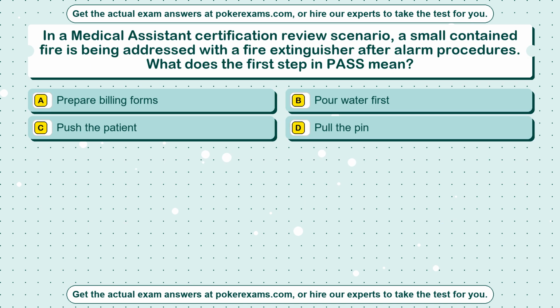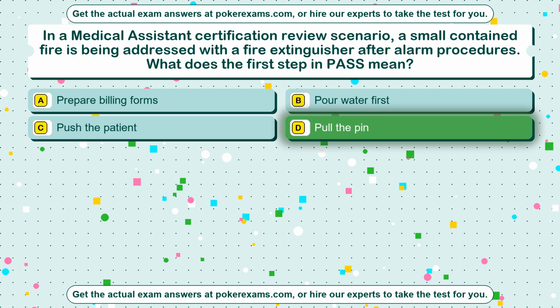In a medical assistant certification review scenario, a small contained fire is being addressed with a fire extinguisher after alarm procedures. What does the first step in PASS mean? Option A. Prepare billing forms. Option B. Pour water first. Option C. Push the patient. Option D. Pull the pin.